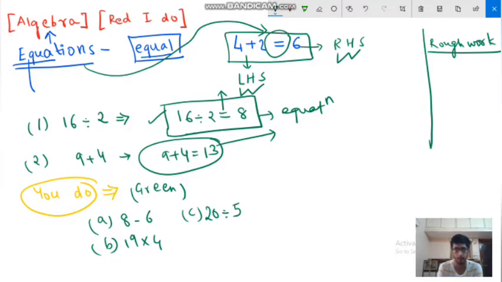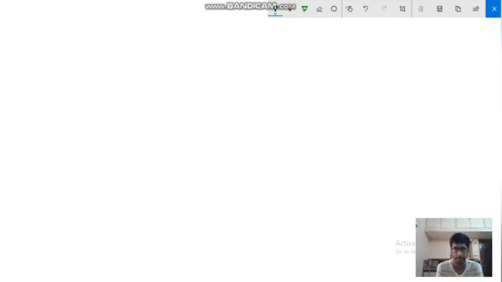You have to find the answer and then form an equation like the ones I've shown, like 16 divided by 2 is equal to 8 and 9 plus 4 is equal to 13. The same you need to do for these three: 8 minus 6, 19 into 4, and 20 divided by 5. Take a good 5 seconds to note down, then I will clear the screen. Coming back. I will clear it.